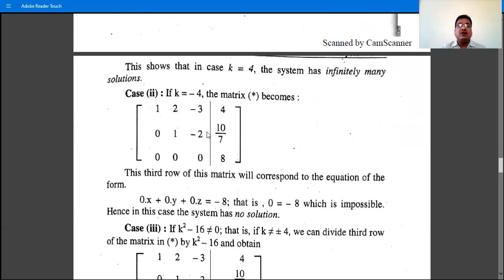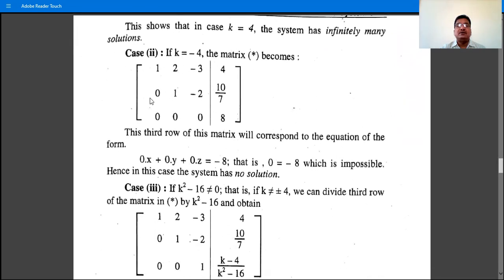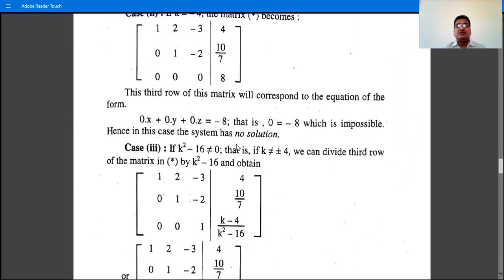And if you observe, the rank of A is now 2. This one is the echelon form of the matrix A. The rank of A is 2, and if you consider this whole matrix, then rank of AB is 3, because the rank is the number of non-zero rows in echelon form. This is the echelon form of AB, and by removing this last column, the remaining one is the echelon form of matrix A. So rank of A is 2, because this is a non-zero row, this is a non-zero row, and this is a zero row. Rank of A is 2, rank of AB is 3, and therefore the system has no solution.